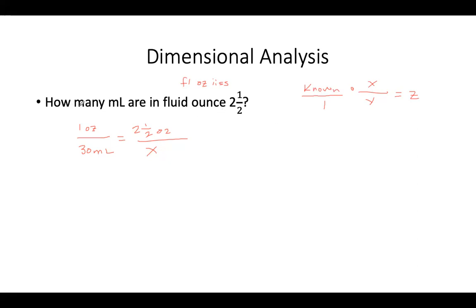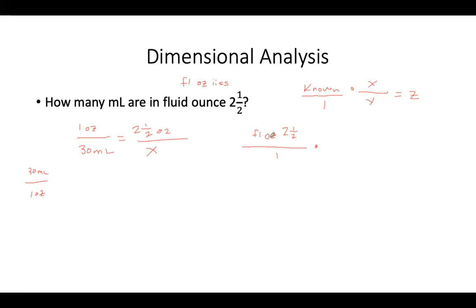So if we are trying to find milliliters and we have fluid ounces, we start with our known. So fluid ounce 2.5. And I put that over 1 just to remind myself that this is a fraction. And I'm going to multiply it by the conversion factor. So we know that 1 ounce is equal to 30 milliliters. You can write it like this, or you could write it as 30 milliliters over 1 ounce. Either is accurate.